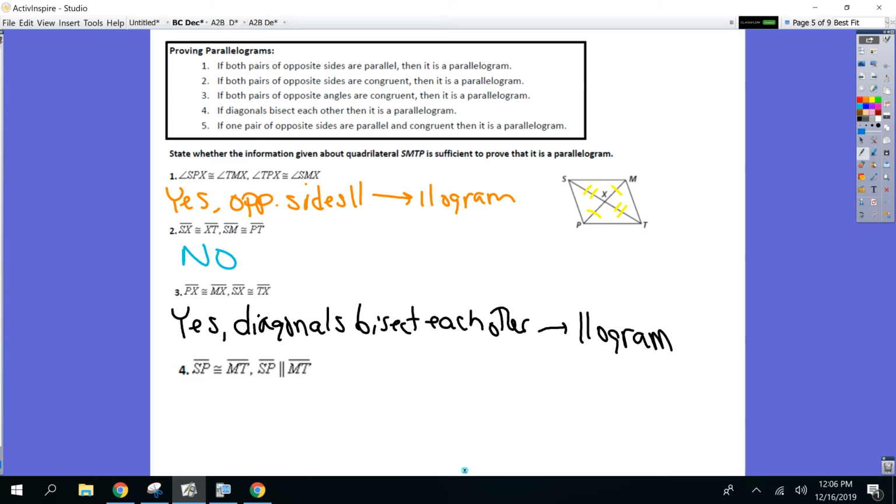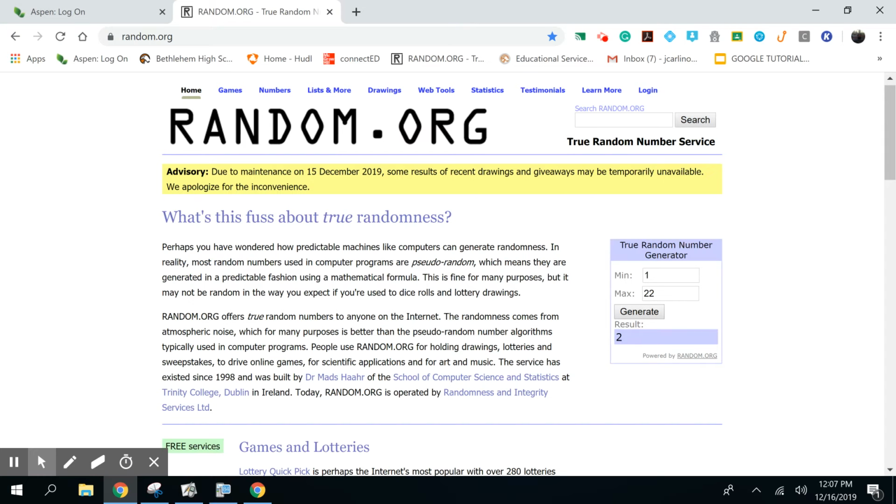And ready for the last piece of info. Let's get rid of this. Going to start from scratch. SP is congruent to MT. And also they tell us SP is parallel to MT. Good enough or not? Good enough?